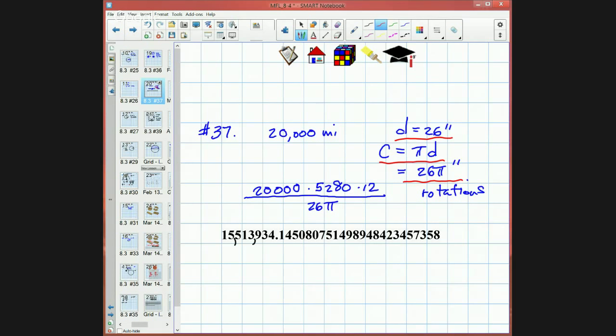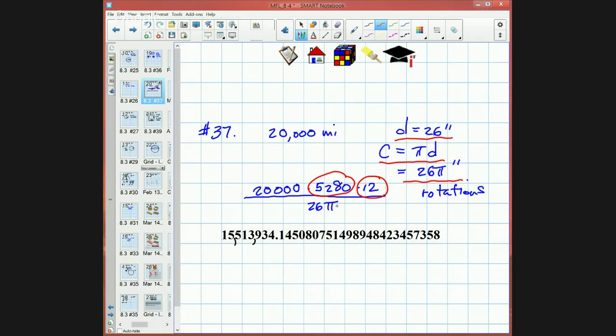So you notice I took 20,000, but that's miles. I've got to convert that first of all to feet. And if you look at number 36, they showed you that there's 5,280 feet in each mile. So I had to multiply by that. And then that's in feet. I still have to change it to inches. So I also had to multiply it by 12. So now I've got on top how many inches there are in 20,000 miles.